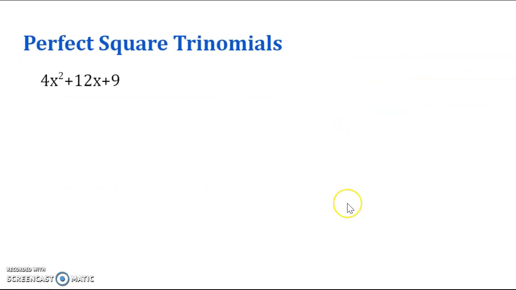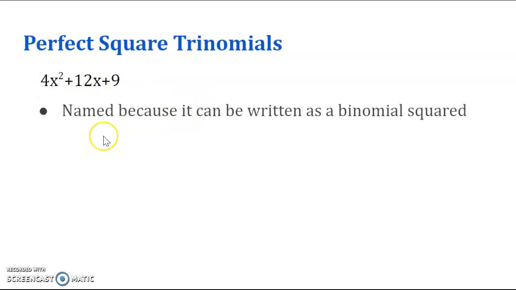I'm going back to the slides to quickly summarize all that you should have covered for yourself. If you have 4x squared plus 12x plus 9, it's named a perfect square because it can be written as a binomial squared, some expression all squared. Such as 4x squared plus 12x plus 9 can be written as 2x plus 3 in parentheses all squared.